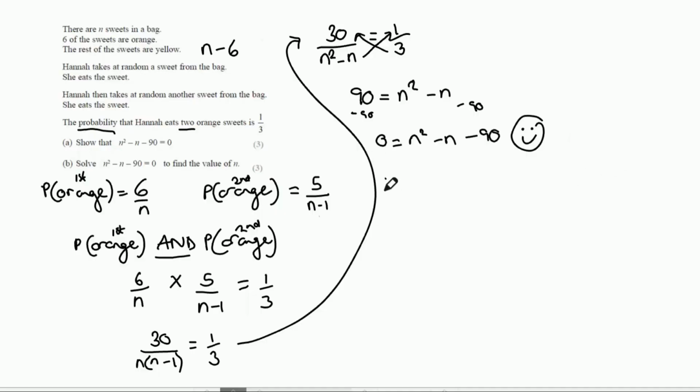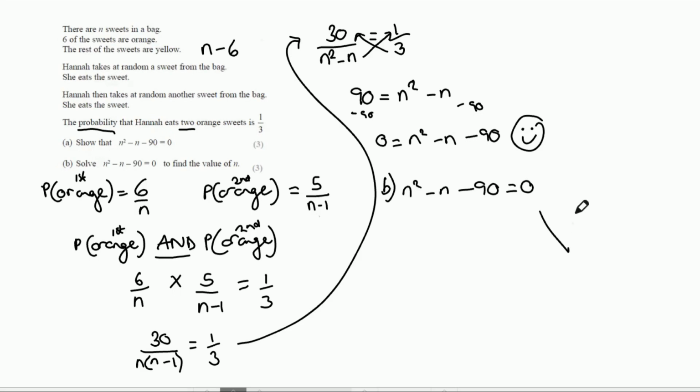So let's have a look at part B. We have to solve the quadratic to find the value of n. So we want to know how many sweets are in that bag to begin with. So in order to solve this quadratic, this was on a non-calculator paper, so you would be expected to factorize it.